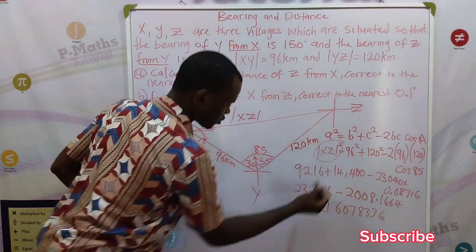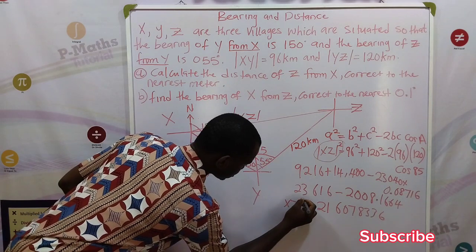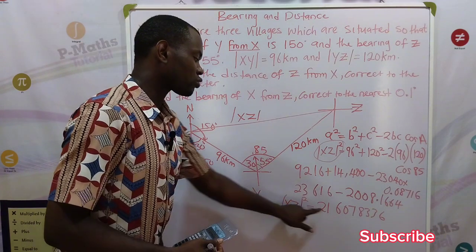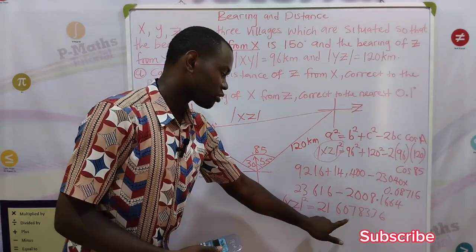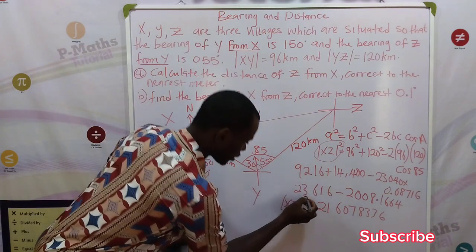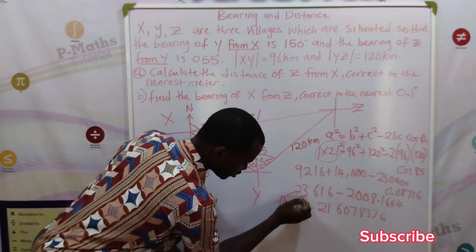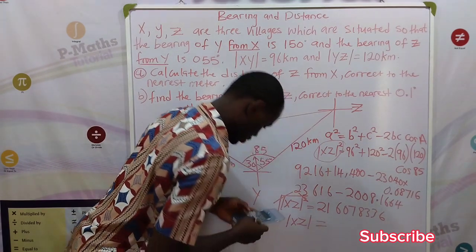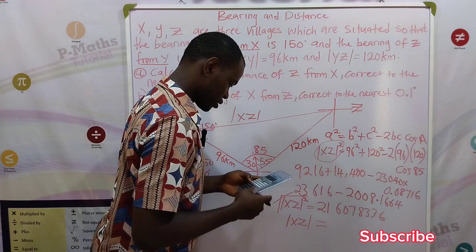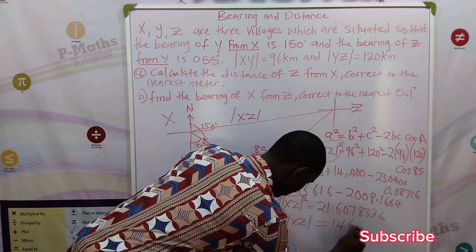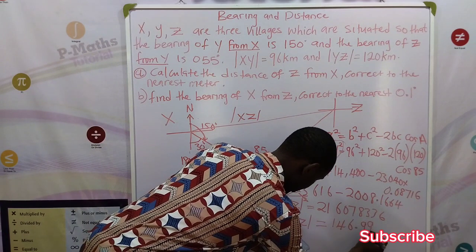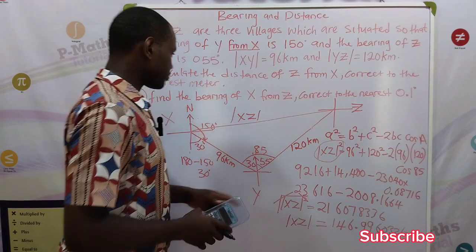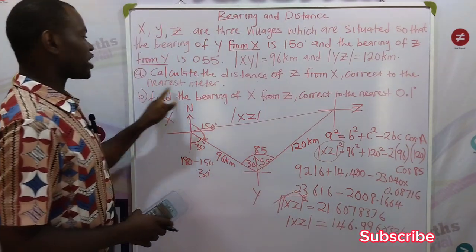Look here. So I'll bring it down. XZ raised to the power of 2 is equal to this. So to get XZ, we take the square root of both sides, right? If I take the square root of both sides, I will have the distance. Taking the square root will cancel the square. So I have distance XZ equal to the square root of the answer. We have 146.9960326. Now remember the question says to the nearest meter.